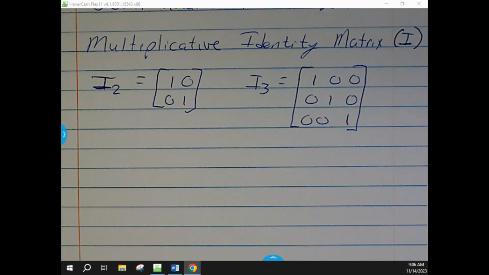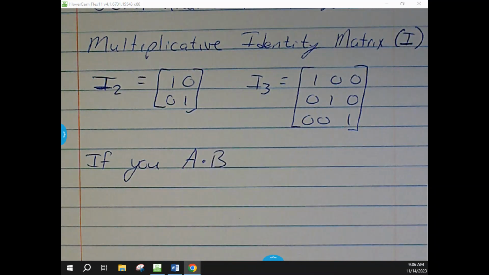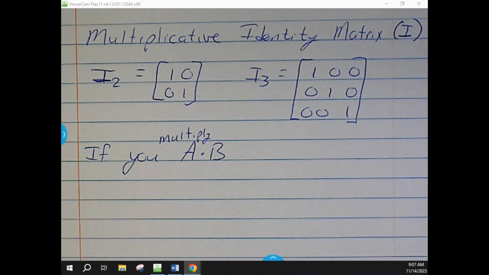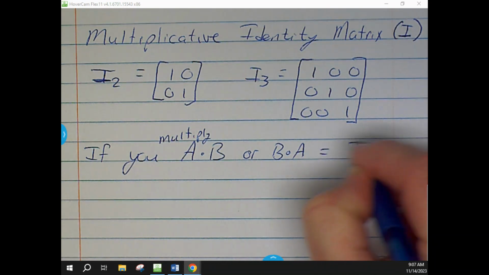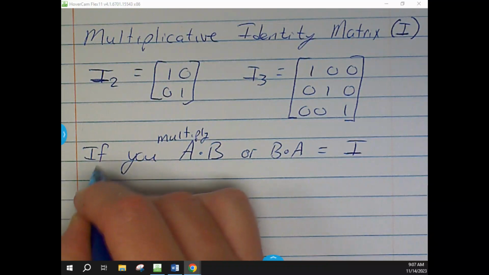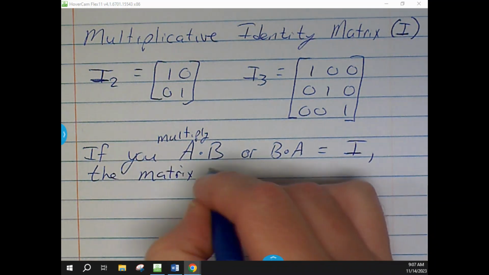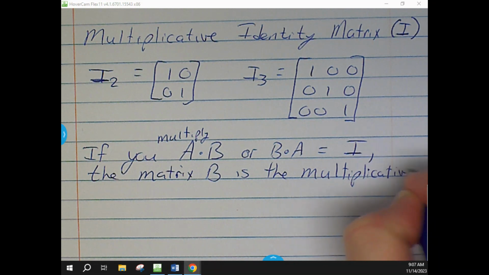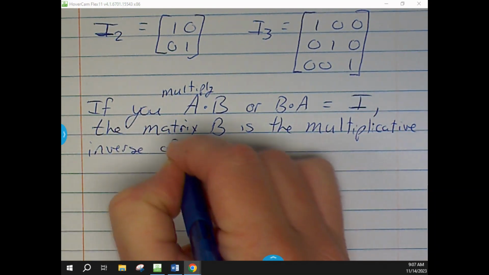So what all that is leading up to is basically this. If you multiply, and again, capital letters are matrices, if you multiply A times B, or B times A, either one of those two, and you get the multiplicative identity matrix, where your diagonal is 1 and everything else is zeros, we'll say it this way: the matrix B is the multiplicative inverse of A.